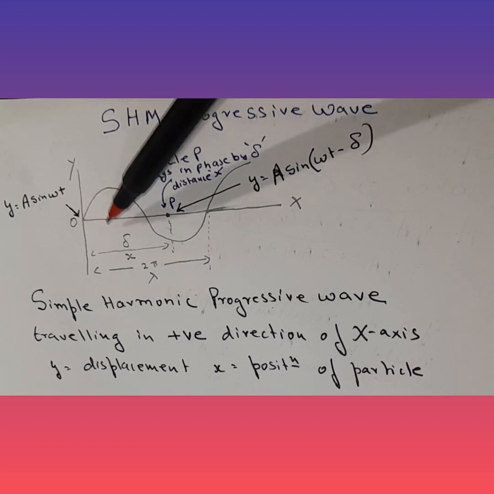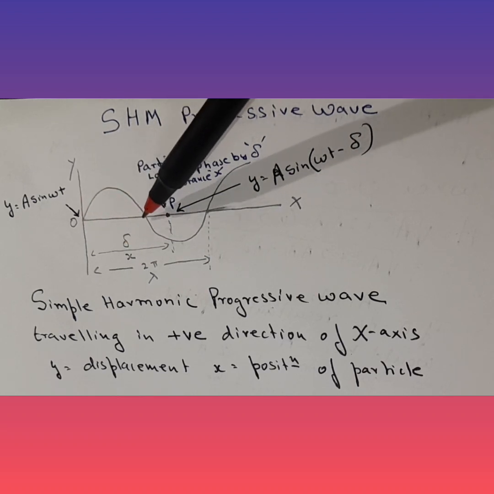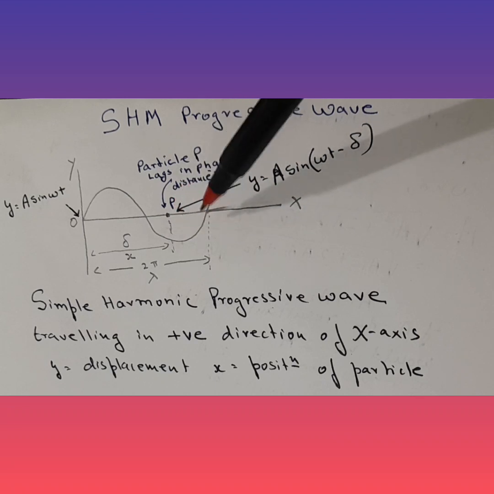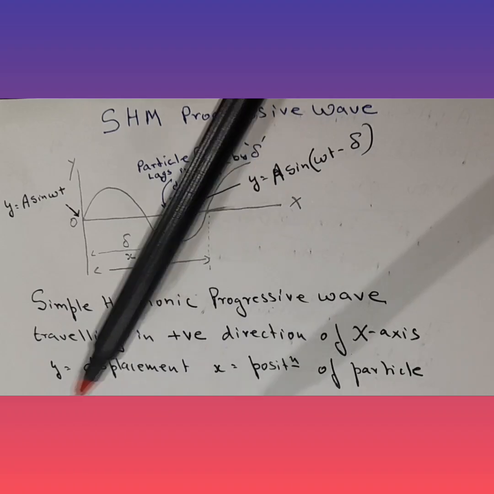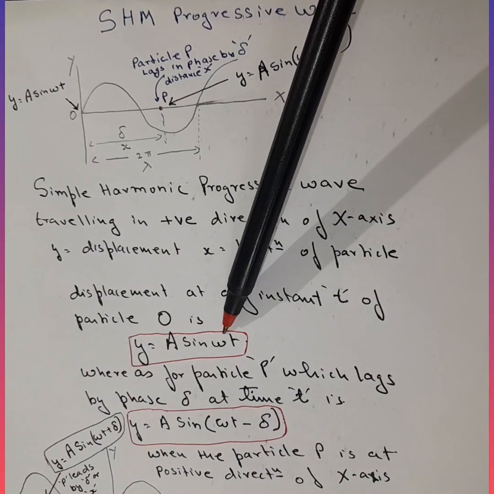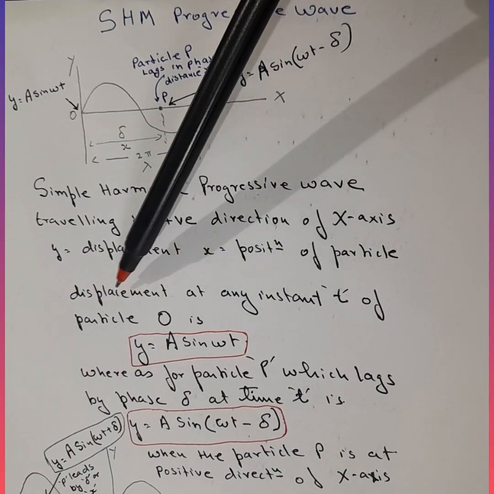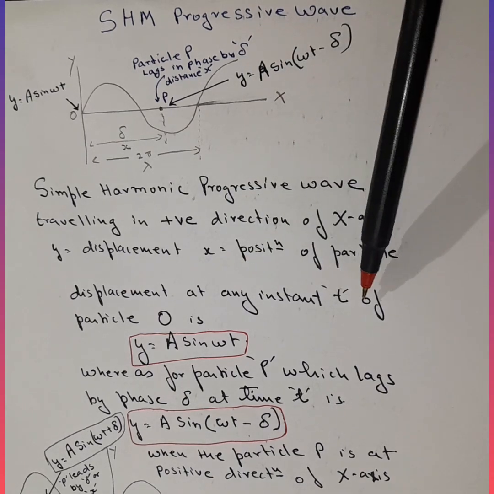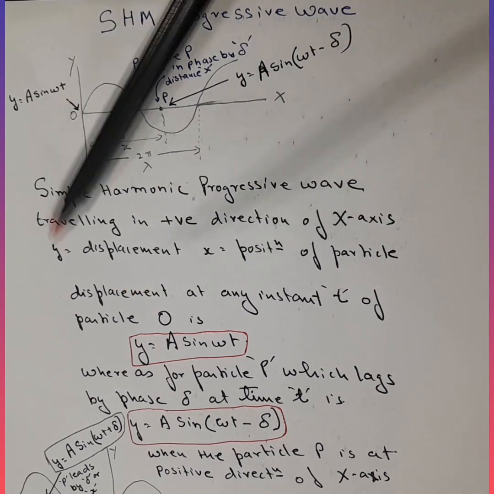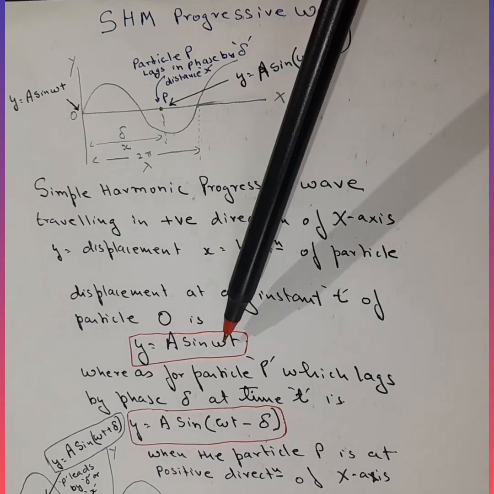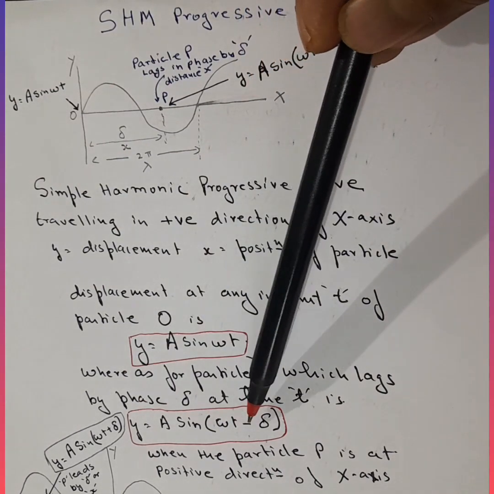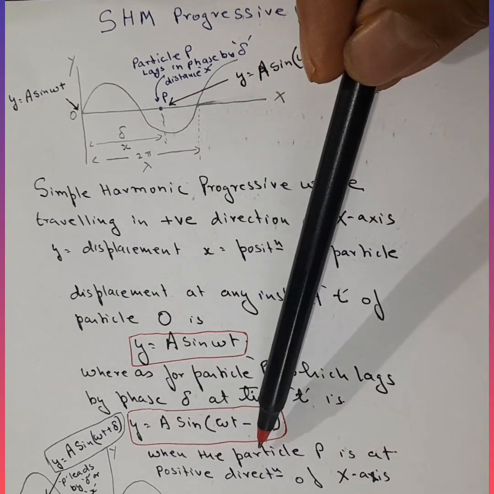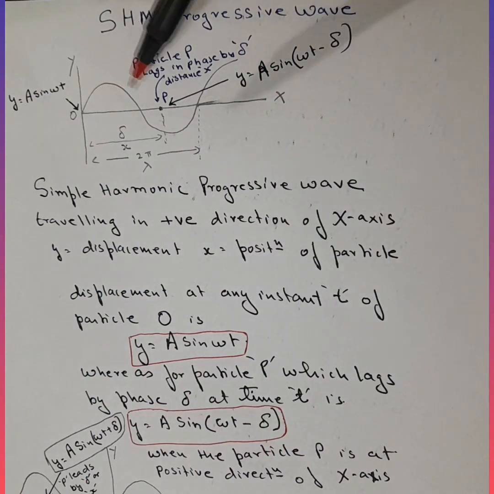So this is the position of the particle and this is the displacement of the particle. So y = A sin omega t is the equation. The displacement at any instant t of particle O is y = A sin omega t, whereas for P it is y = A sin(omega t minus delta), when particle P is in the positive direction of the x-axis. Keep this in mind clearly.